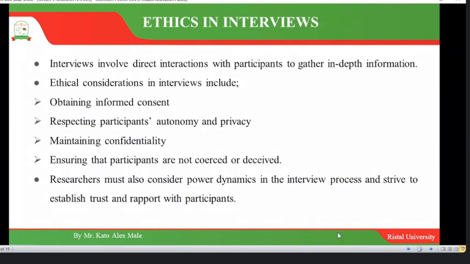In the case they cannot accept, ensure you reach out to their caretakers and ensure their privacy. Then another consideration, maintain confidentiality. Ensure that the participants are not deceived in any way or even coerced. Do not coerce your participants to participate in your study. Just have a neutral language, talk to them, and then they understand and accept willingly to participate in your study. You get it?